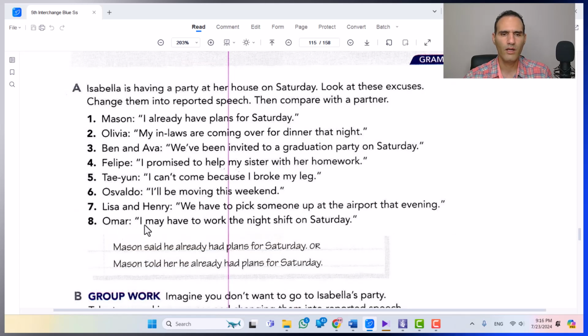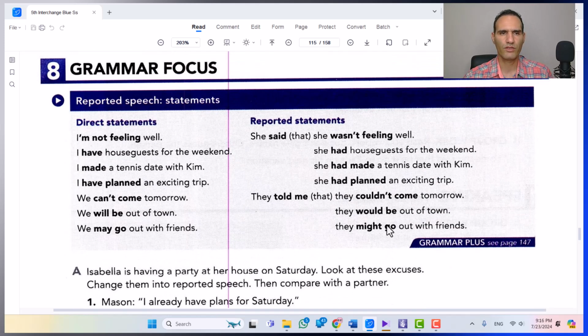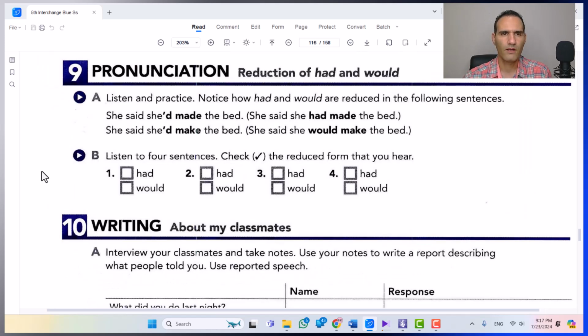And Omar: "I may have to work the night shift on Saturday." He said he might have to work the night shift on Saturday. Okay, this was reported speech with statements. Change the pronouns and change the verb tense one tense back. So grammar focus finished, and now exercise 9, pronunciation, reduction of had and would.